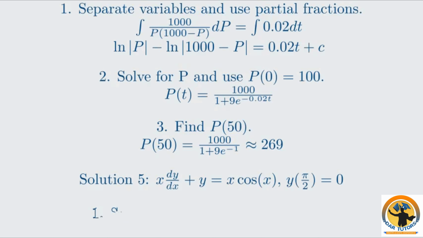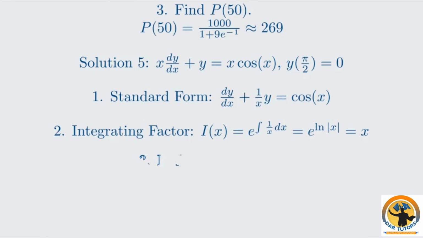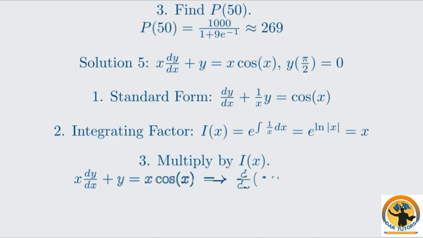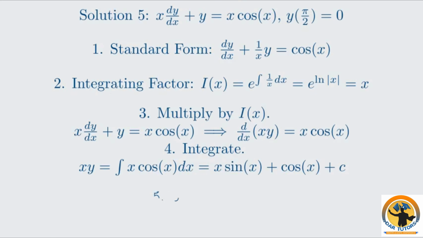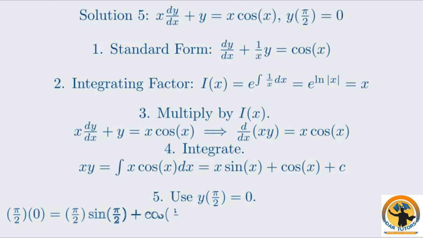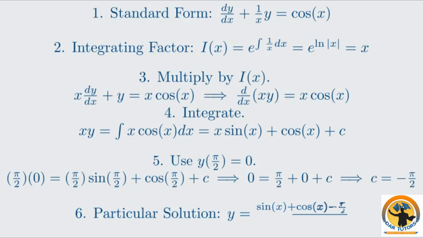Finally, for question 5, we first rewrite the equation in standard form. The integrating factor is x. Multiplying and integrating gives xy equals x times sine of x plus cosine of x plus c. Using the initial condition, we find c equals 0. The particular solution is y equals (sine of x plus cosine of x) all over x.